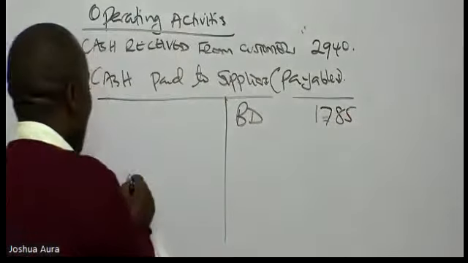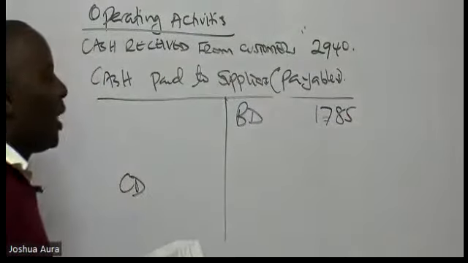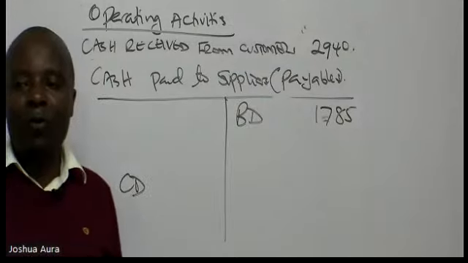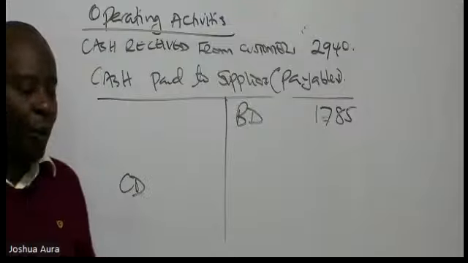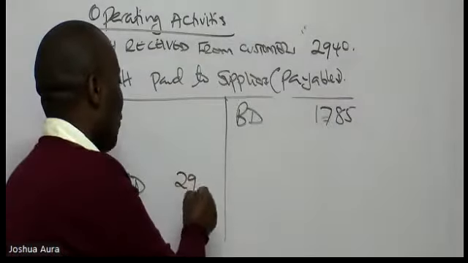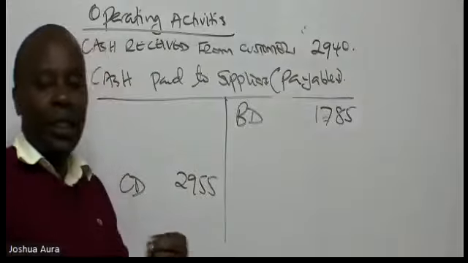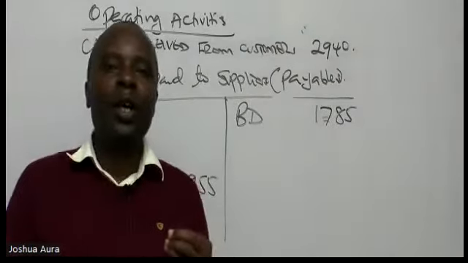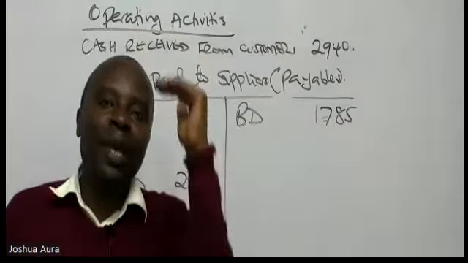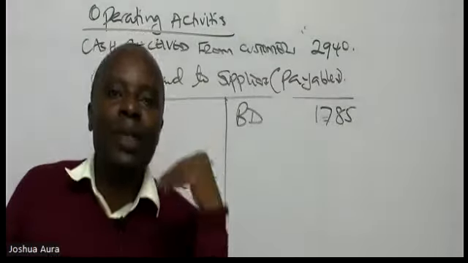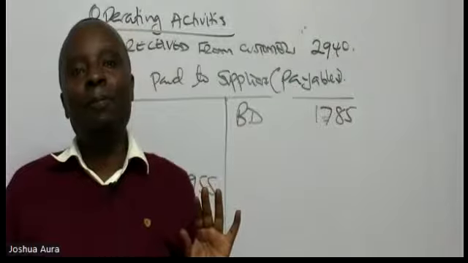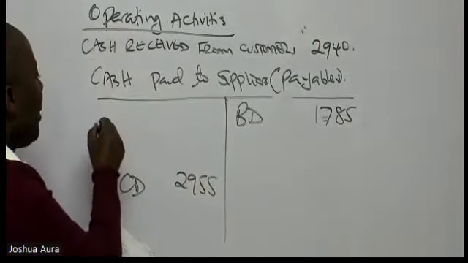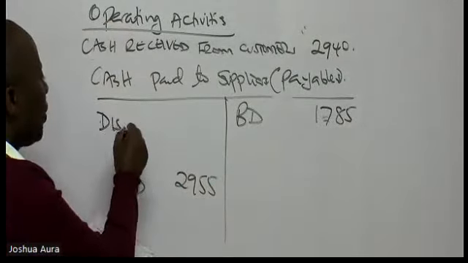And then, ladies and gentlemen, we have carried down. Are you able to see the carried down for 2017 now? Payables for 2017 carried down, 2955. I know that in between the year we disposed a subsidiary. So we expect the payables to go down because this subsidiary that we sold went away with some payables. So again here, payables of disposed subsidiary.